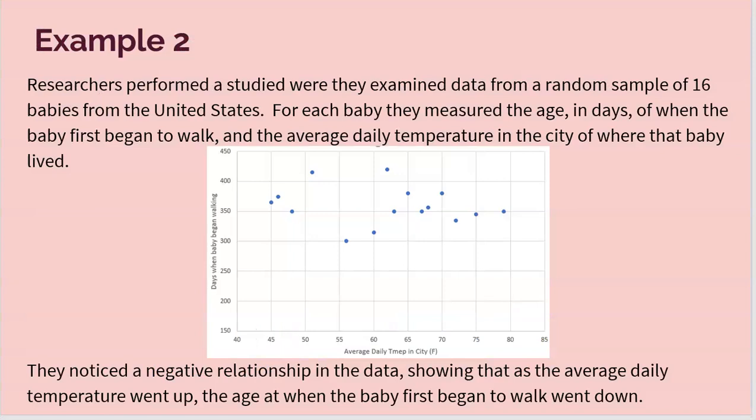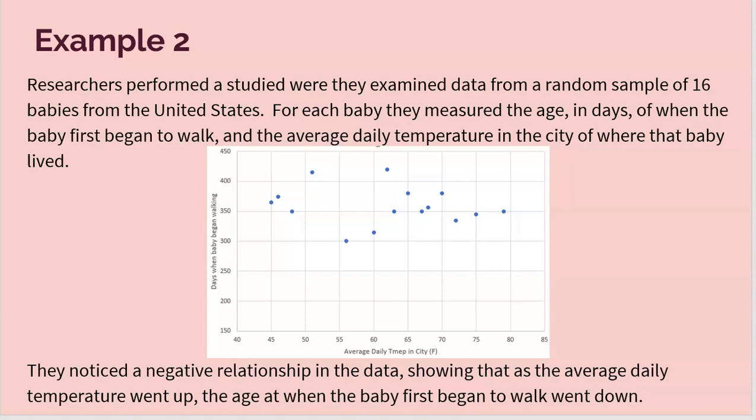All right, let's look at one more example here just to make sure all this sets in pretty well. You may remember this example. We kind of talked about it before. Researchers performed a study where they examined data from a random sample of 16 babies from the United States. For each baby, they measured the age in days of when the baby first began to walk and the average daily temperature in the city where that baby lived.